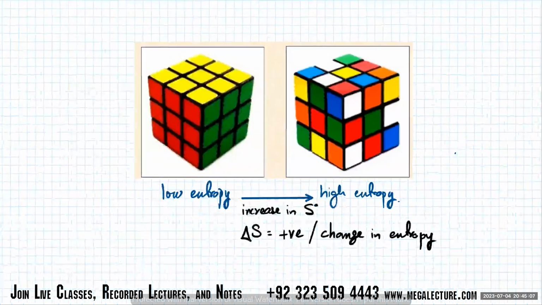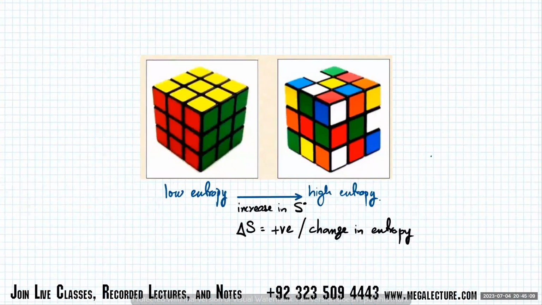So if you go back, understand this concept, okay? You've got a low entropy state, a low disorder state, and a high disorder state, a high entropy state. Moving from low entropy towards high entropy is an increase in entropy. Delta S is the change that's happening. Positive means entropy is increasing, right?